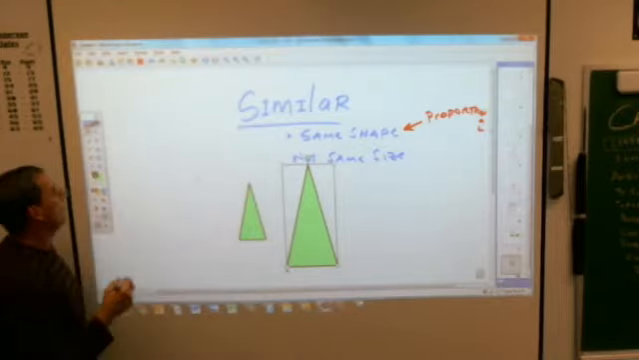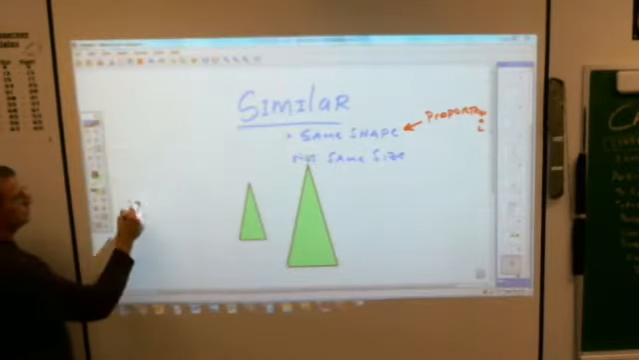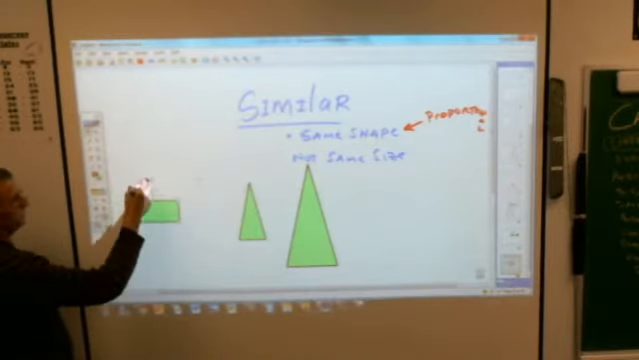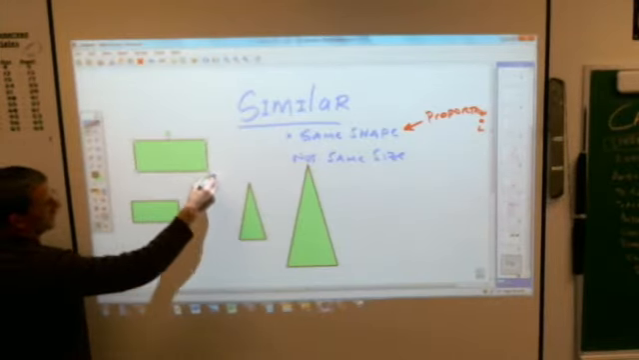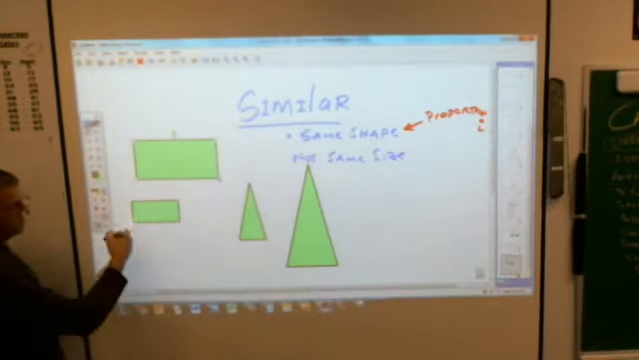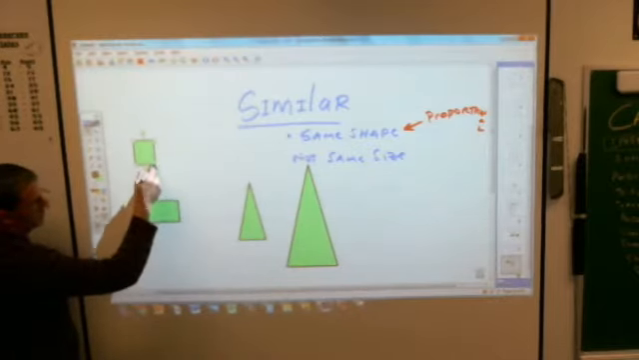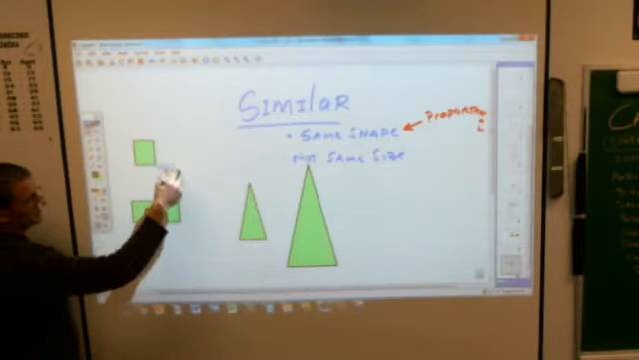It is similar. Or a rectangle. If you were doing a rectangle, for another rectangle to be similar to it, both sides would have to grow together. Those two are probably similar. This would not be similar to it because it didn't grow equally at the same size there.